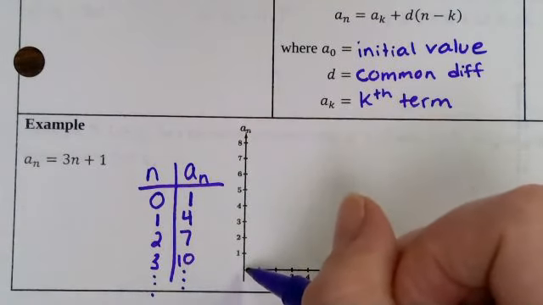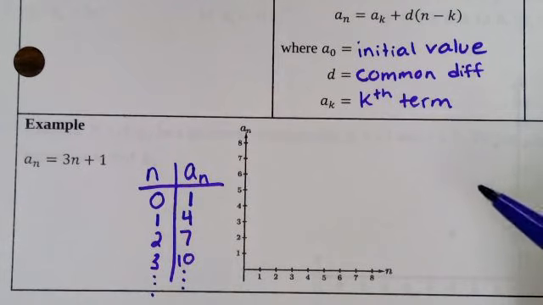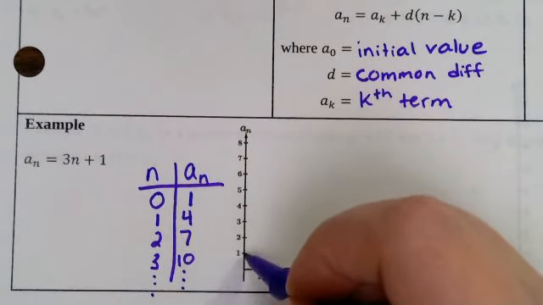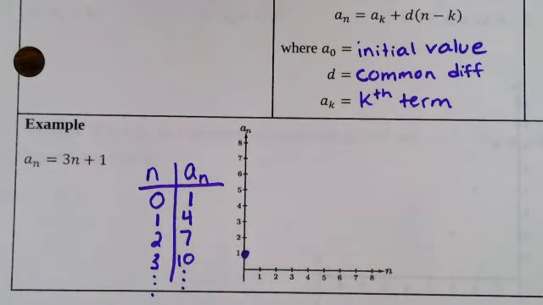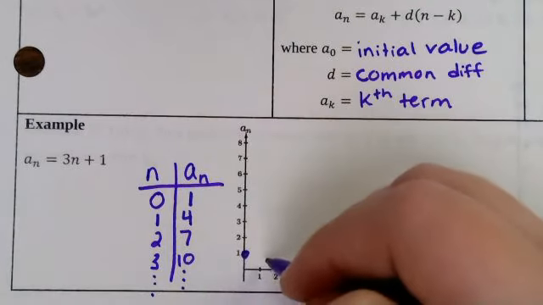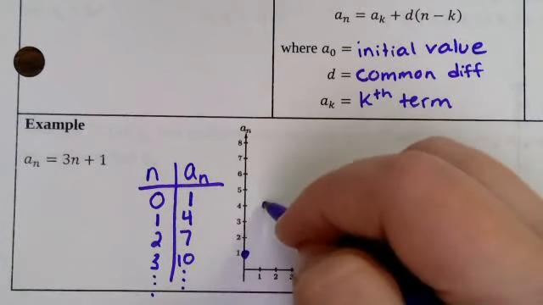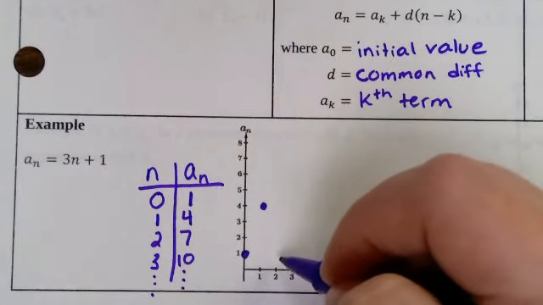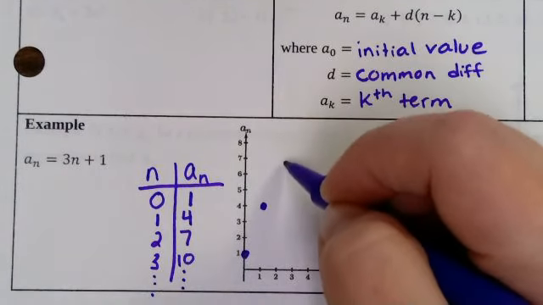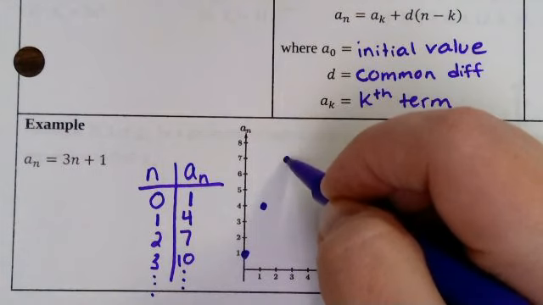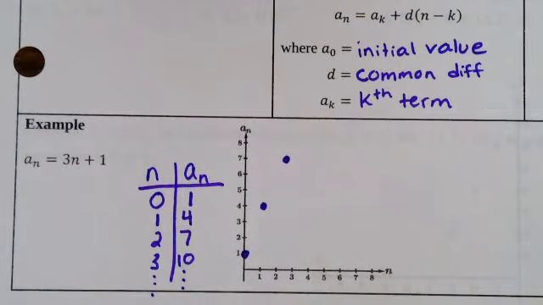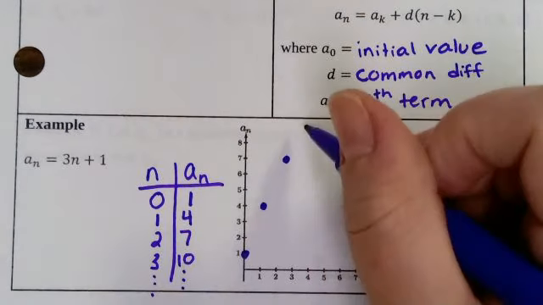So we're plotting these exactly the same way you plot normal points. 0, 1, you're going to go 0 on the horizontal up to 1 on the vertical, and there's a point. 1, 4, I'm going to go 1 up to 4, plot a point. All right, 2, 7, 2 all the way up here to 7. Now 3, 10 doesn't even fit on the graph, but I want you to see this is linear, right?